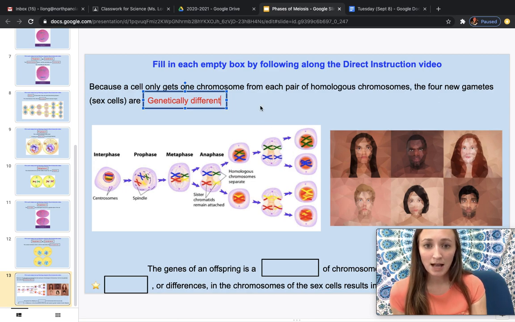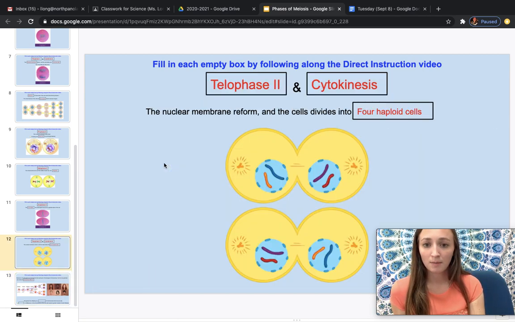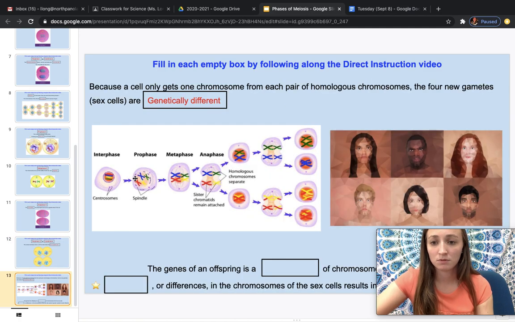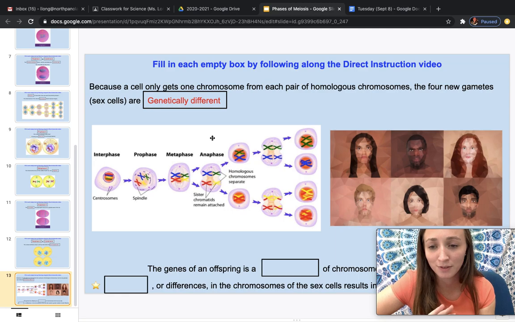If you look at this picture here, and I'm actually trying to zoom in. I can't zoom in. I'm too old for this stuff.